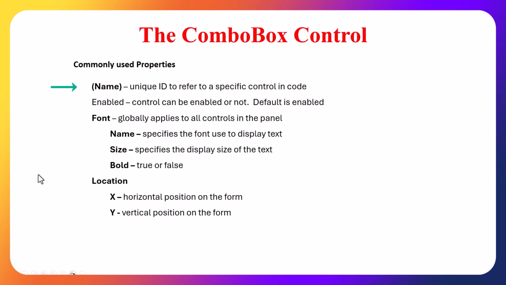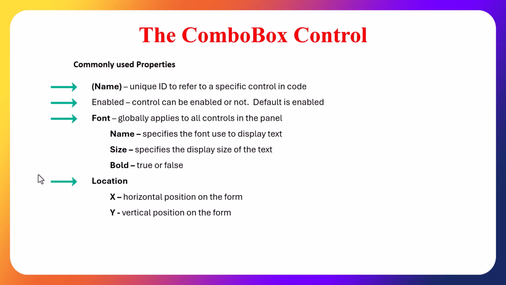The commonly used properties are: there's a name. It's a unique ID to refer to a specific control in code. There's the enabled property. The control can be enabled or not. Default is enabled. There's a font property. It globally applies to all controls in the panel. There's a name, size, and bold.